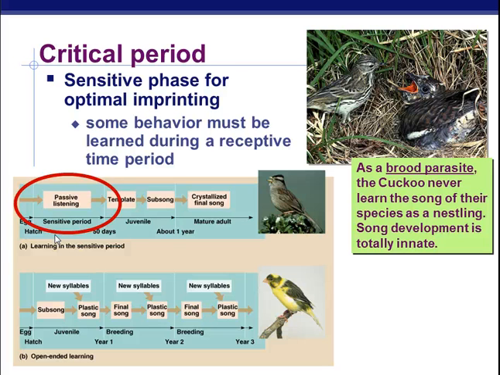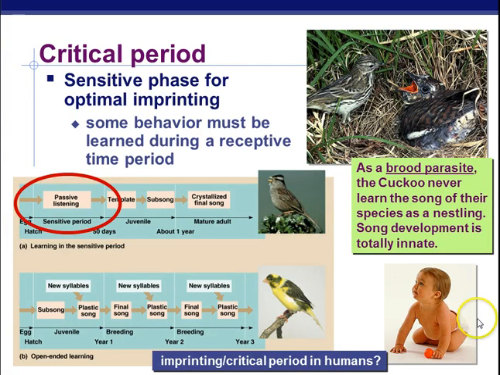And in the cuckoo bird, this is the exception to the rule. The cuckoo bird, song development is totally innate. It is not a learned behavior. So in the cuckoo bird, they don't have a critical period. Okay? It's not learned. It's innate. It's inherited. It's like our ability to cry. They just know how to sing.